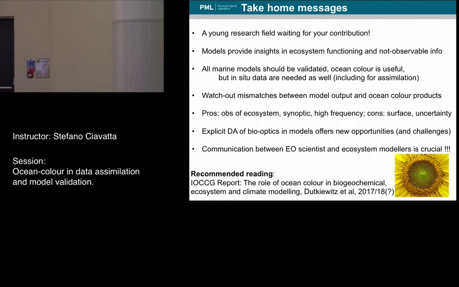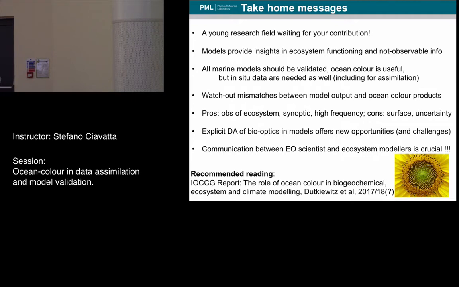Watch out for the mismatches between model output and ocean color observation. POC: does it include bacteria or not? Chlorophyll: are you modeling dinoflagellates? These kinds of things. Ocean color is hypnotic, with high frequency of data, very great. But it's just the surface, so how do we constrain what's going on in the deep? And there can be a lot of uncertainty that just now we are starting to quantify.